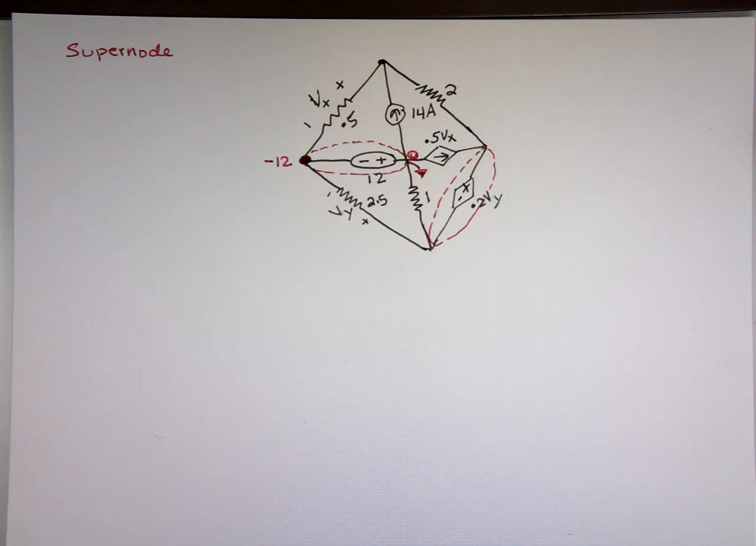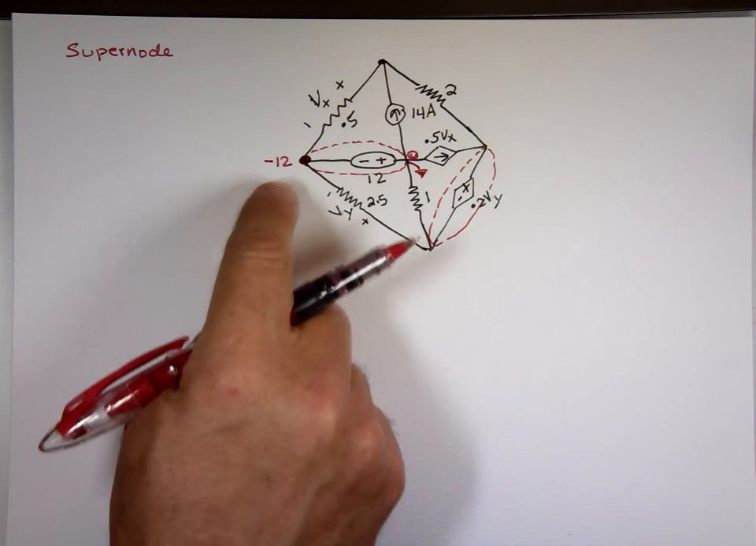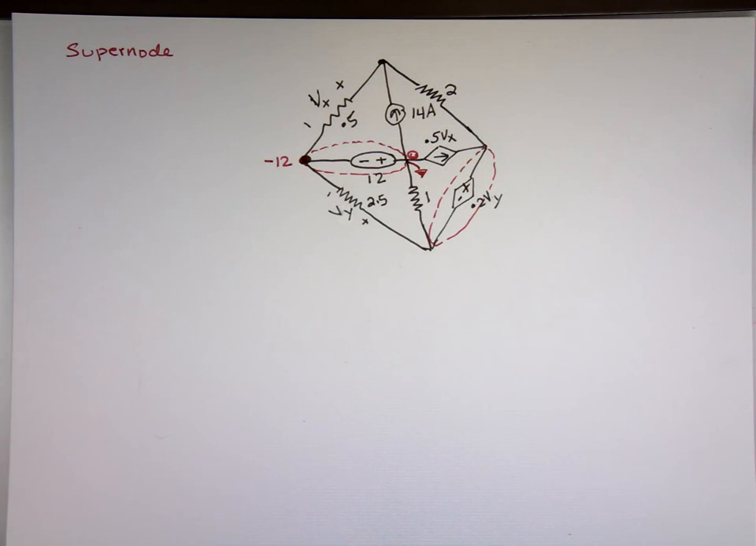But so you're not choosing the supernode as a whole. You're choosing just that node, yeah. Okay, but you can't ground the supernode. No, that's a negative 12 volts.